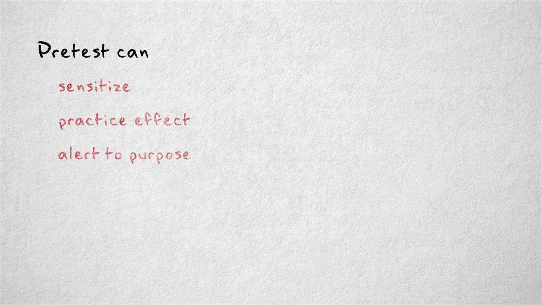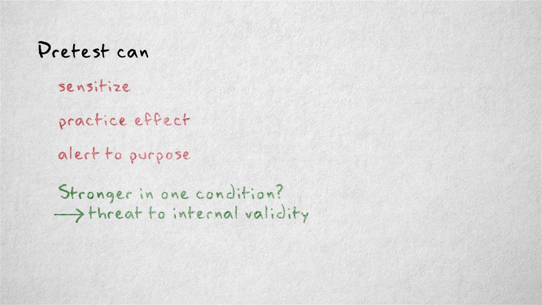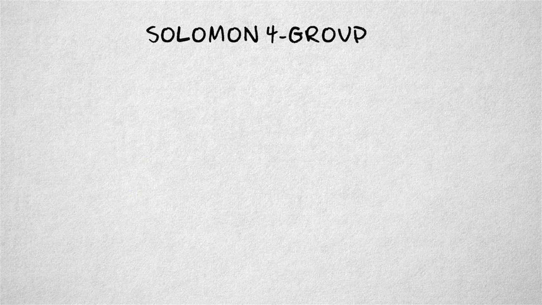Unfortunately, a pretest can sometimes sensitize participants. The pretest may result in a practice effect, leading to higher scores on the post-test, or it may alert participants to the purpose of the study. Especially if this effect is stronger for one of the conditions, internal validity will be negatively affected. But there's a way to take such unwanted effects of a pretest into account by using a Solomon 4-group design.